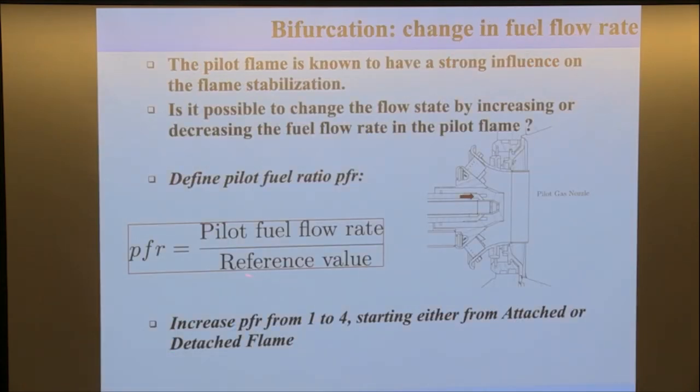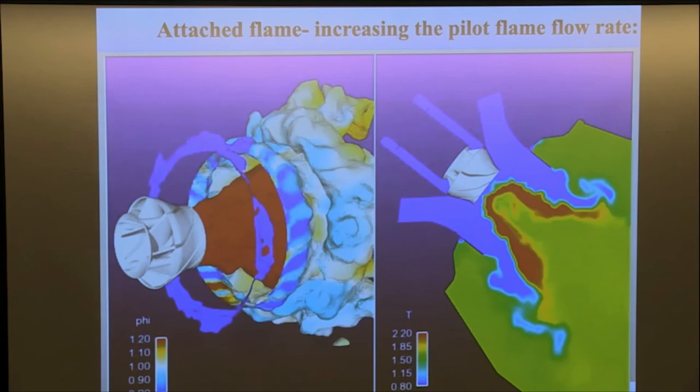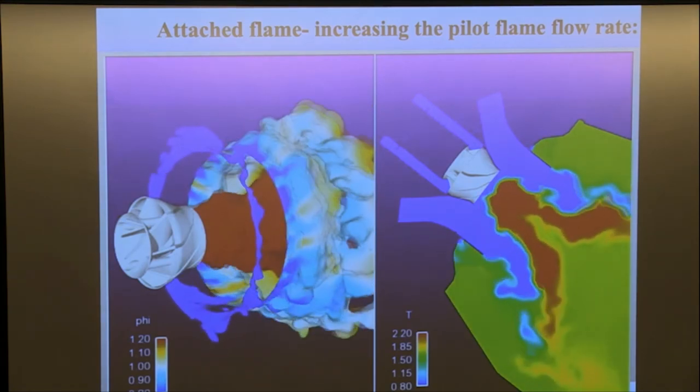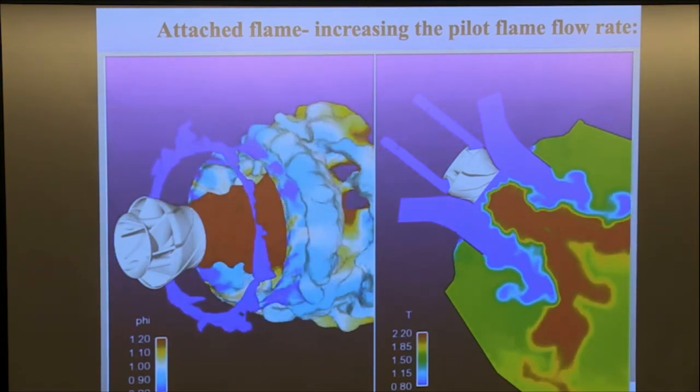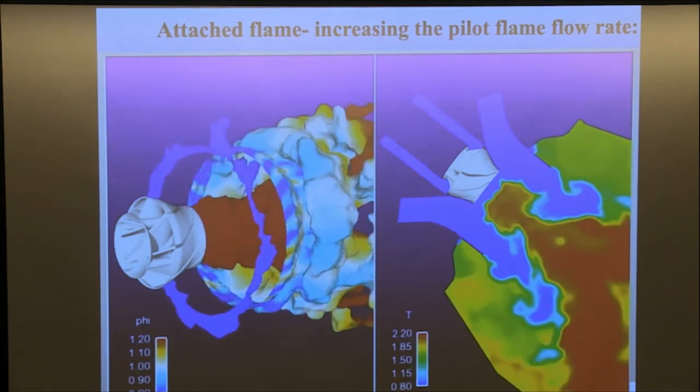The pilot fuel flow rate is the amount of fuel that you inject through the central lance here. The reference value was imposed, and so we defined a PFR parameter which measures how much we impose compared to the reference value. And we started from one, and we went to four, either starting from an attached or starting from a detached flame. So let me just show you the results here. Here, this is the moment where we increase the pilot flow rate. So this flame is attached, and we put more and more fuel in the center of the system.